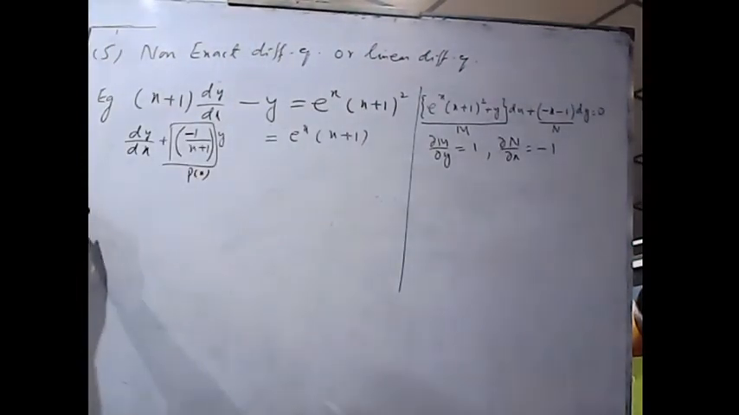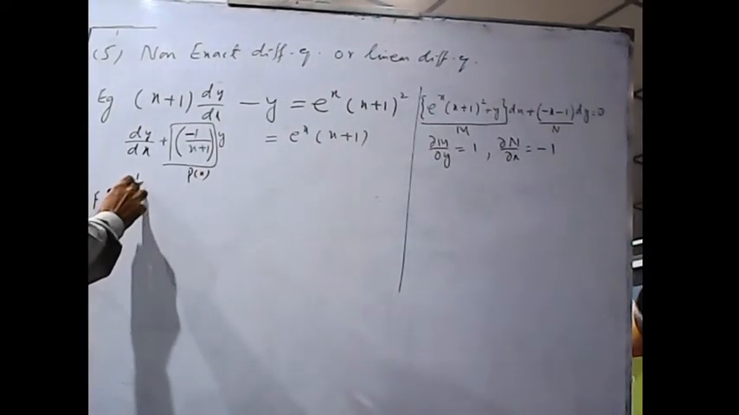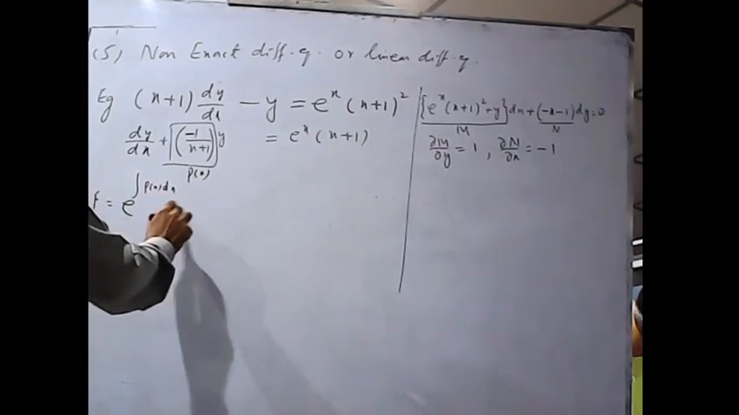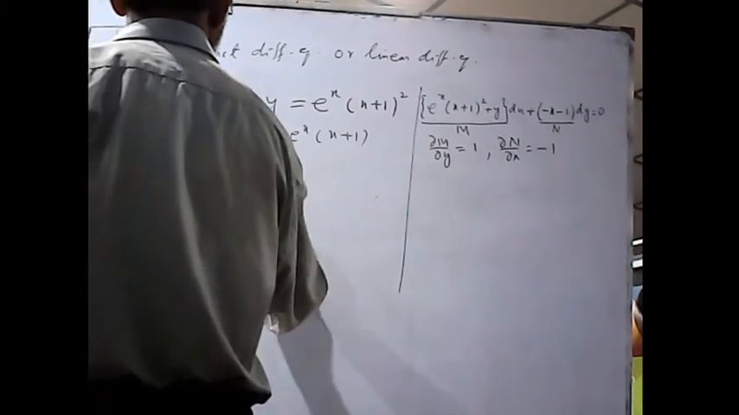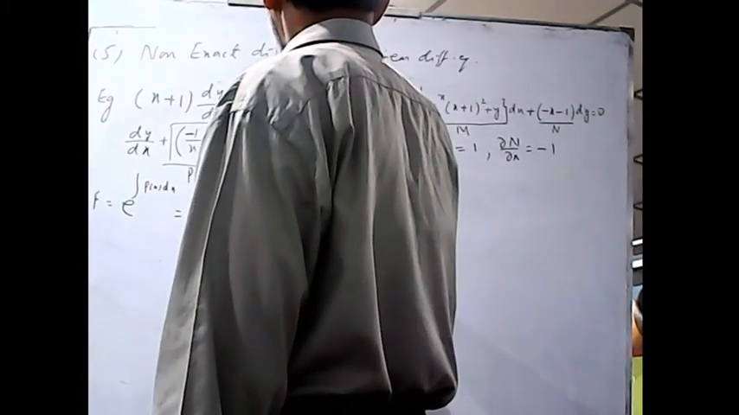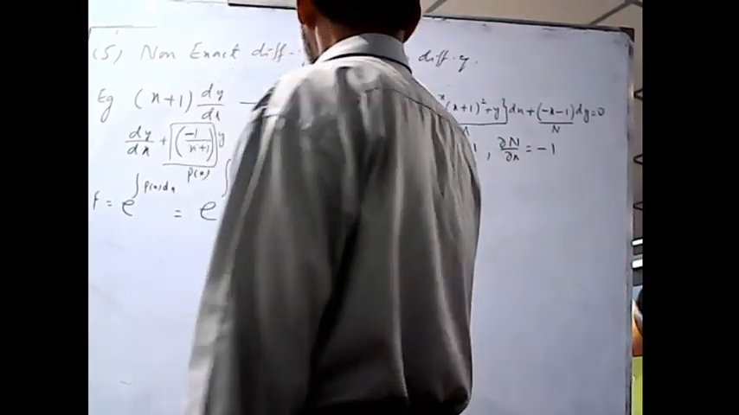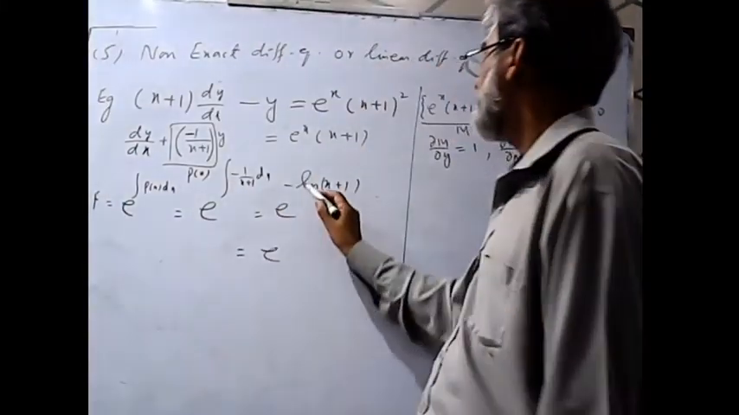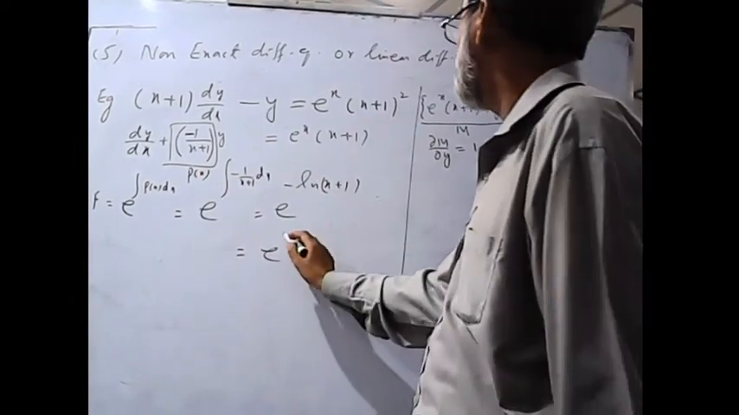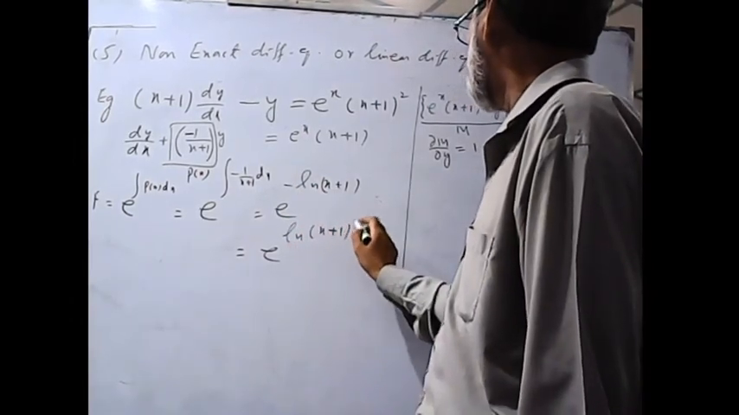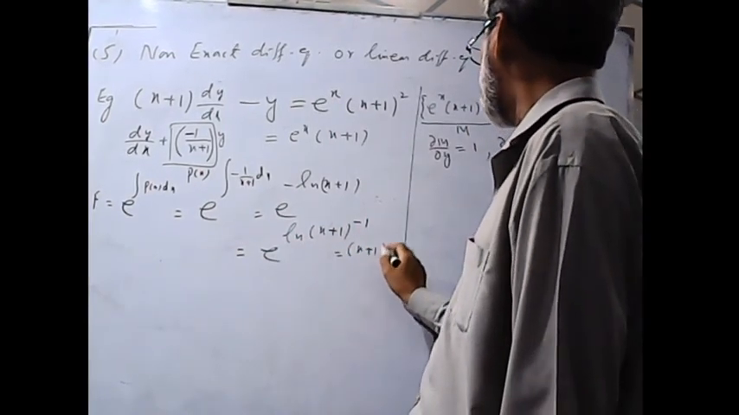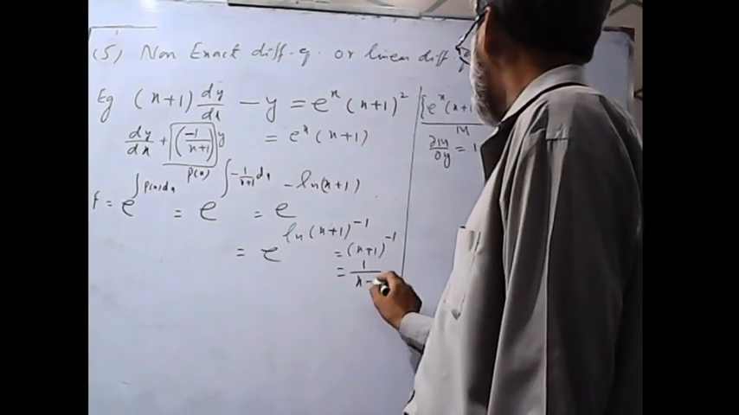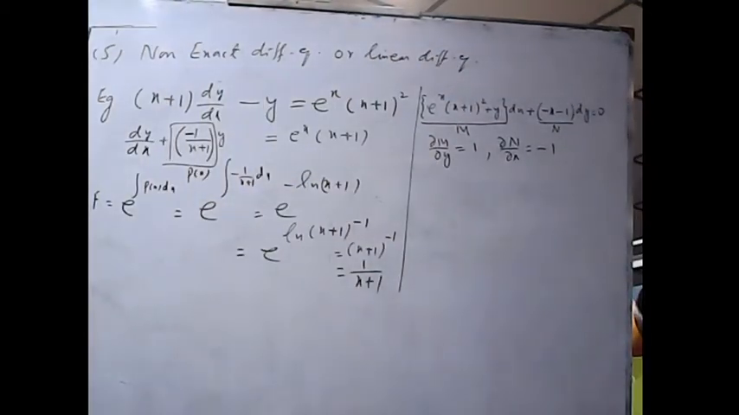Our requirement is to find p of x, which is involved in the integrating factor. So first find the integrating factor, e to the power integral p dx, e to the power integral of minus 1 upon x plus 1 dx, is equal to e to the power minus log of x plus 1. Then by the property of logarithm, the multiple changes into a power, so log of x plus 1 power minus 1, then e and log cancel, then x plus 1 power minus 1 you can write as 1 upon x plus 1. So this is our integrating factor.